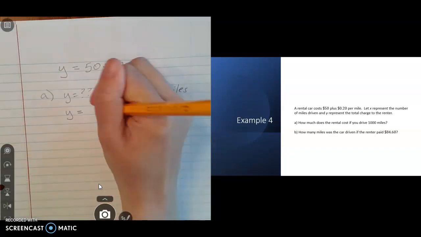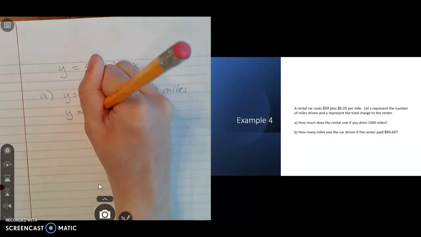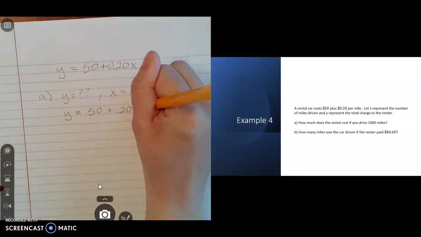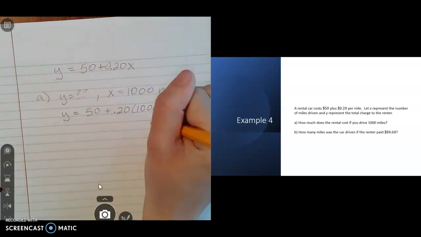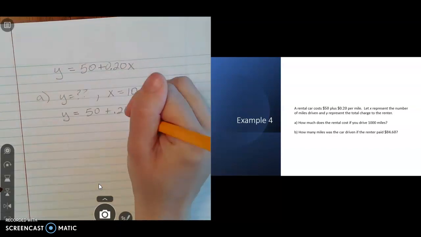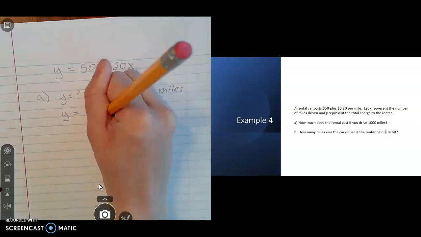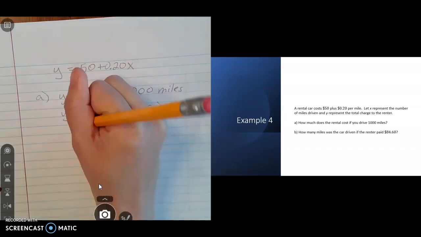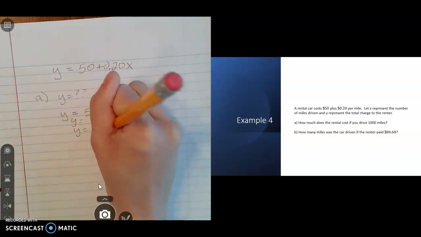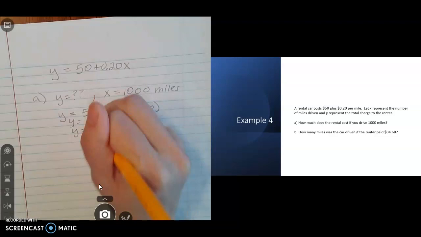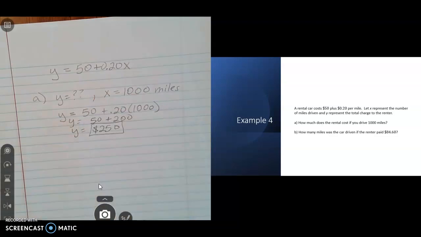So my Y value equals 50 plus 0.20 times 1,000. So 20 cents times 1,000 would be 200. And 200 plus 50 would equal $250, which would be the answer to our question. It would cost the renter $250 to rent that car and drive 1,000 miles.